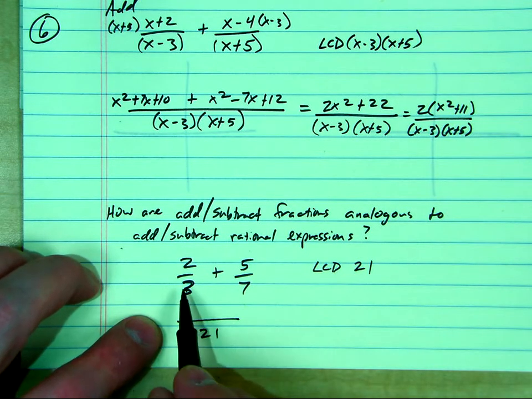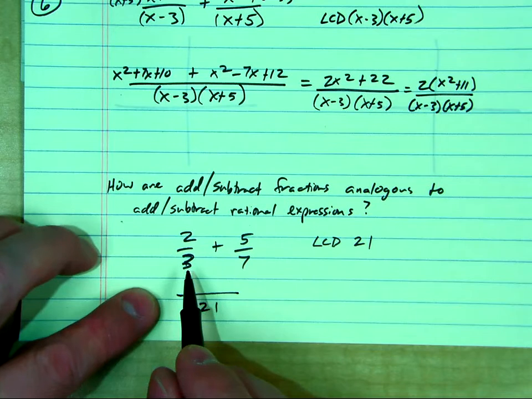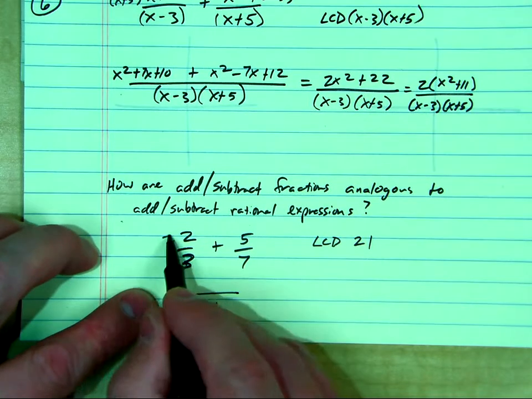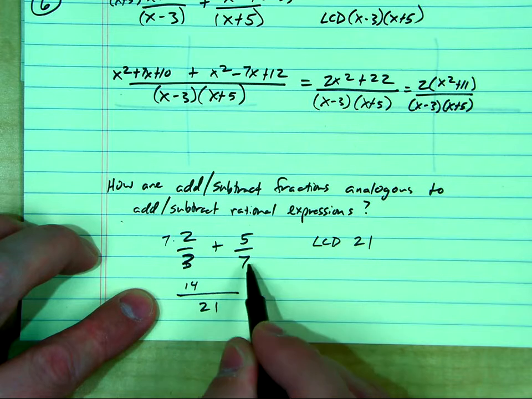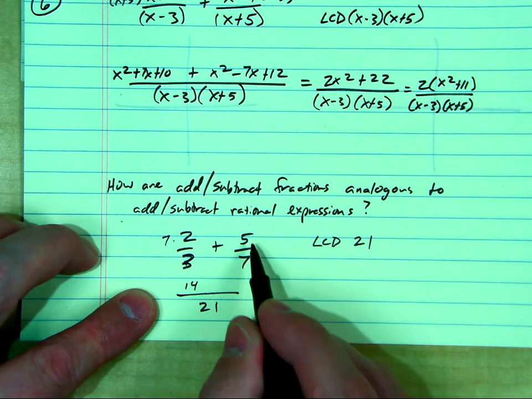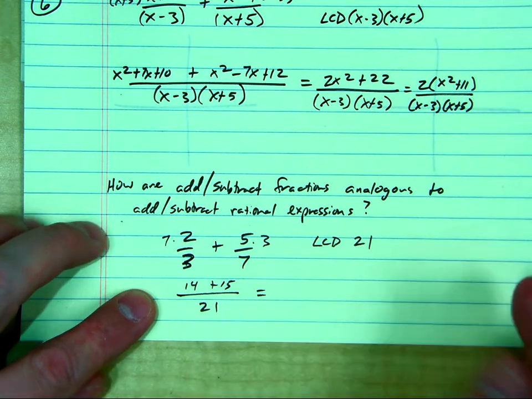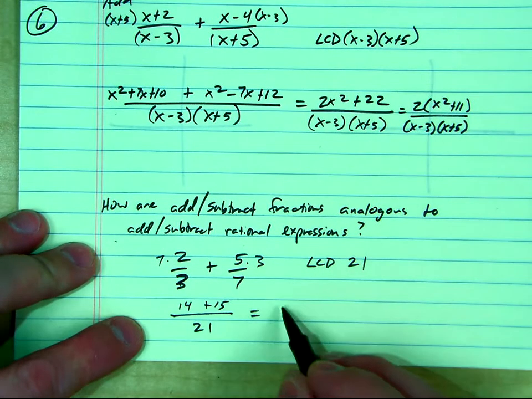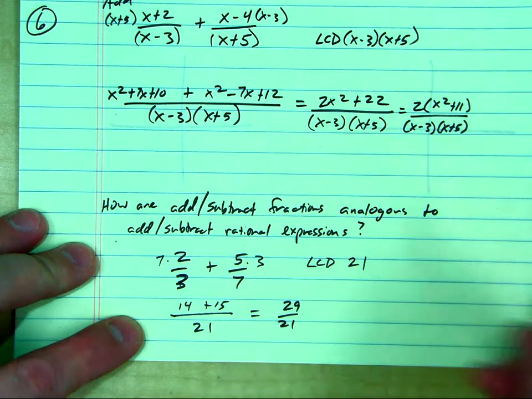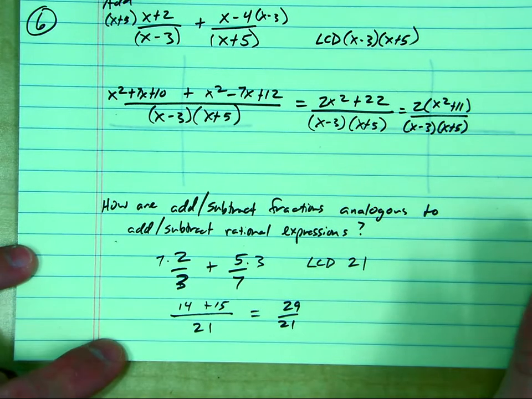What did I multiply by this denominator to get here? 7. So multiply this one by 7. So that's 14. What did I multiply by this one? 3. So multiply this one by 3 plus 15. Wow, does that not look exactly like what we saw above? Whoa. Yes, it is, and that's the point.